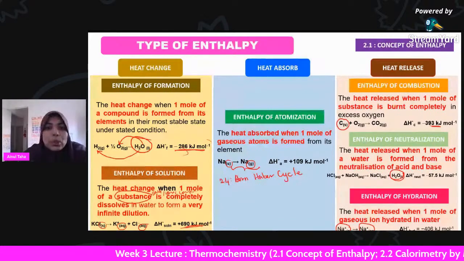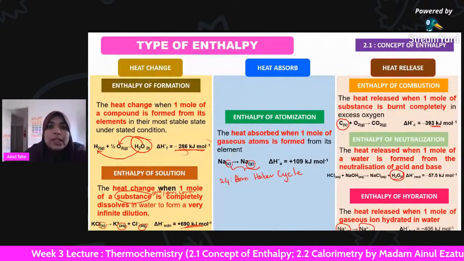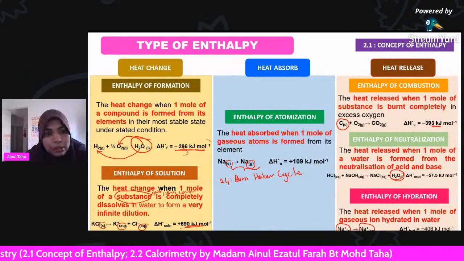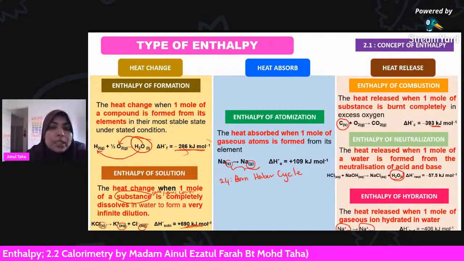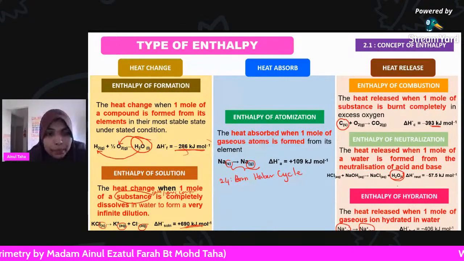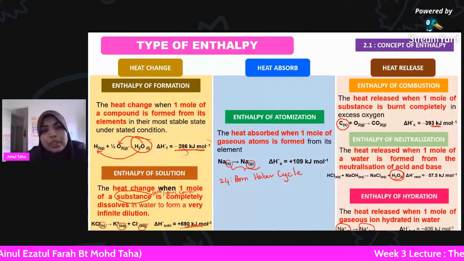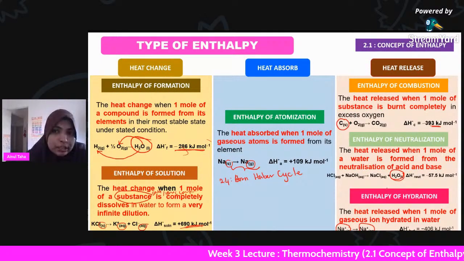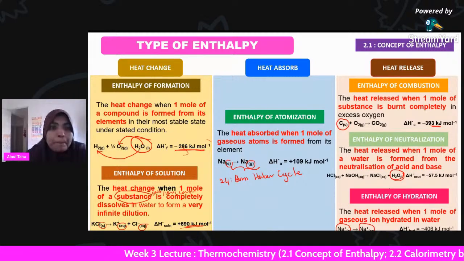Okay, so I hope all of you can understand. Try to figure out more about the types of enthalpy, and how to write the thermochemical equation for each enthalpy based on the definition.